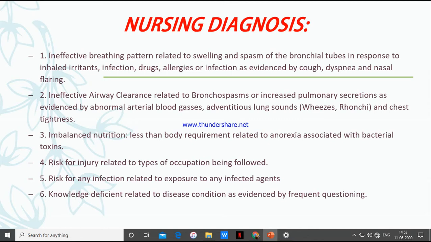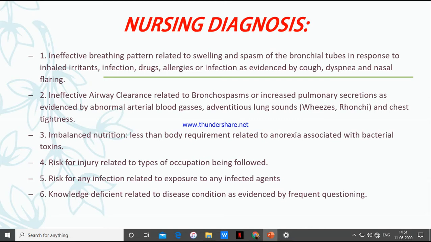So because of that, some patients may have breathing sounds like wheezing or rhonchi, and some will have chest tightness or chest congestion because of the excessive secretion. So after performing ABG test or ABG analysis, there is some evidence that there is abnormal ABG. There can be respiratory acidosis or respiratory alkalosis. So this nursing diagnosis is applicable for such signs and symptoms.